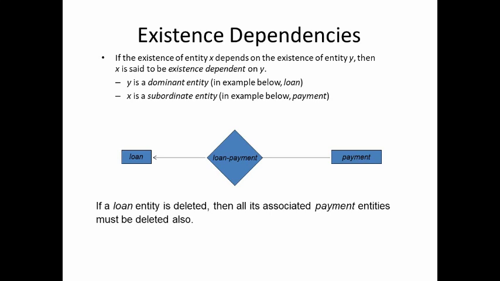So if we have dependencies, if the existence of an entity X depends on another entity Y for its existence, then we have existence dependency. So that's basically what we refer to as existence dependent. Now, Y is the dominant entity, in the example below where we have the loan, and X is the subordinate entity where we have payment, because we can never have a payment if the loan is not there in the first place. So if a loan entity is deleted, then all the associated payment entities must also be deleted.